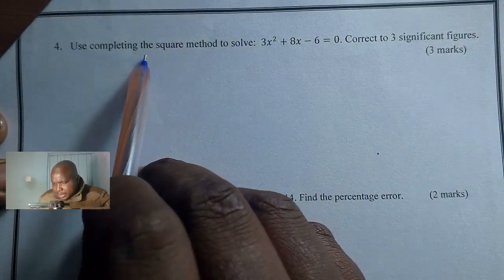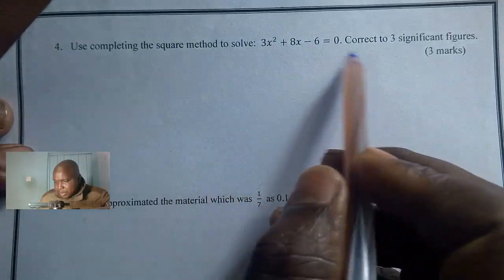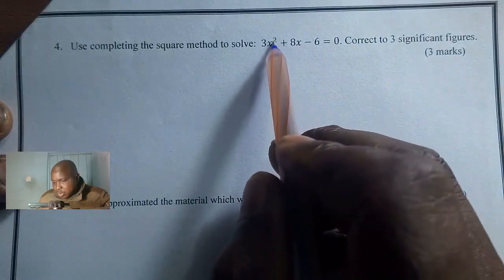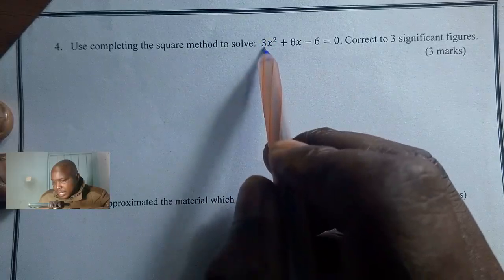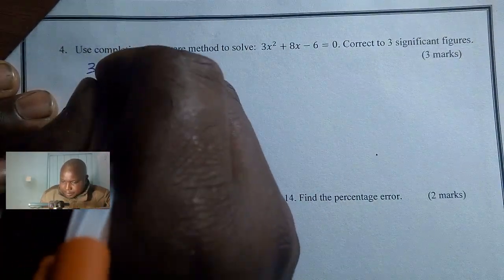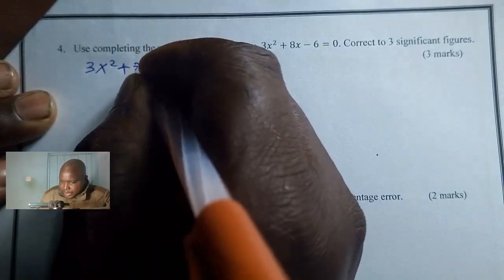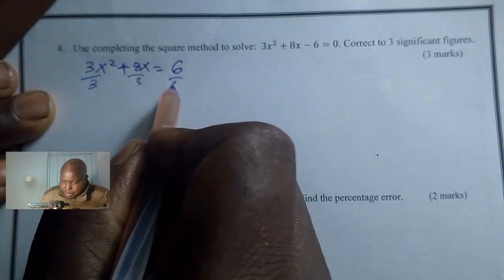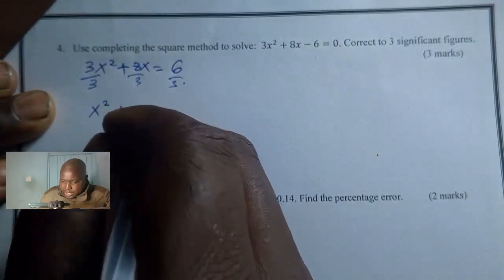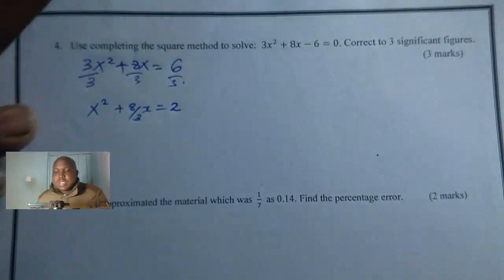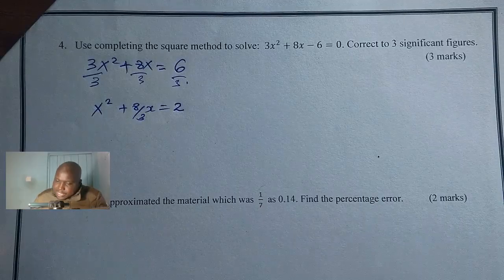Use the completing the square method to solve this. So when using the completing square method, first make sure the coefficient of x square is 1. Take this to the other side. Divide by 3, divide by 3, divide by 3. So x square plus 8 over 3x is equal to 2. So that is the expression that you need to work on.